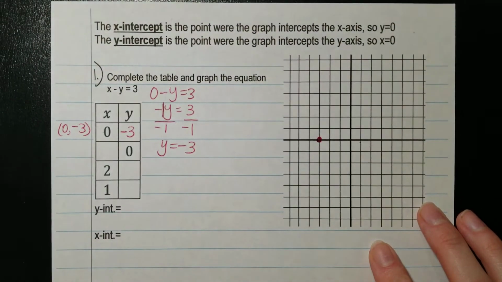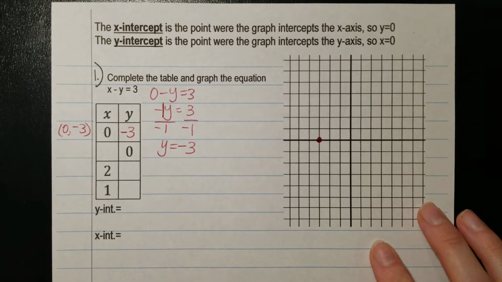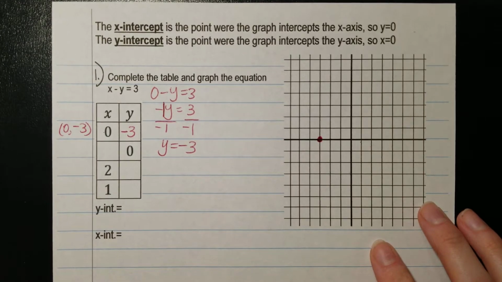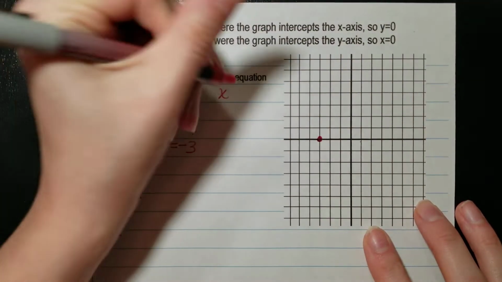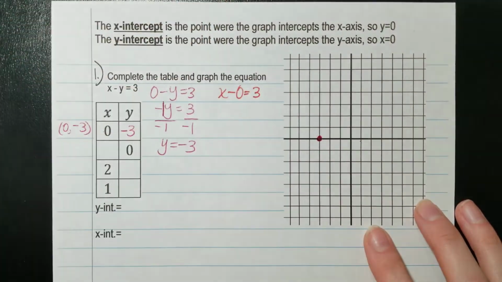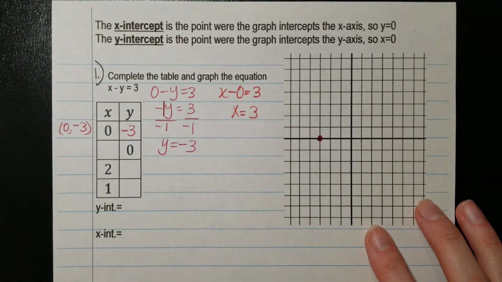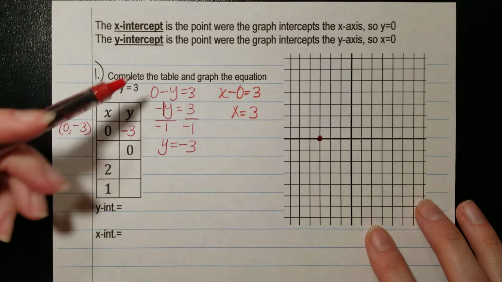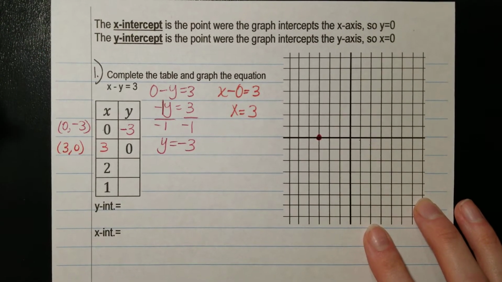All right, and so the next line on the table, they've put in 0 for y. So I need to plug the 0 for y into my equation. So that'll be x minus 0 equals 3. So that'll be x equals 3. And so whenever y is 0, x is 3. So that means the point 3, 0 is also on the graph.